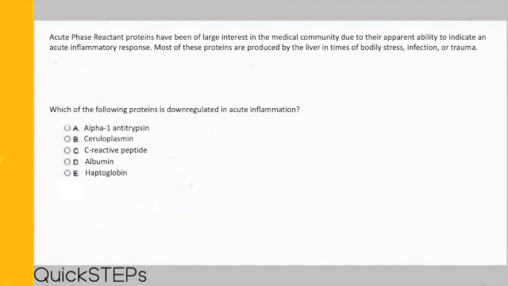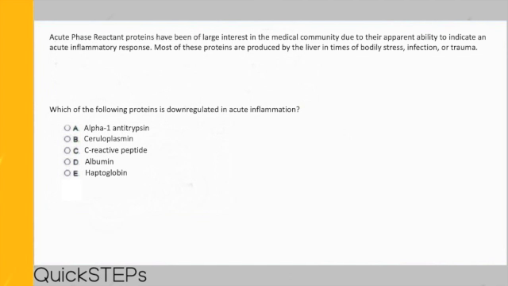Acute phase reactant proteins have been of large interest in the medical community due to their apparent ability to indicate an acute inflammatory response. Most of these proteins are produced by the liver in times of bodily stress, infection, or trauma. Which of the following proteins is downregulated in acute inflammation? A. Alpha-1 antitrypsin, B. Ceruloplasmin, C. C-reactive peptide, D. Albumin, or E. Haptoglobin.